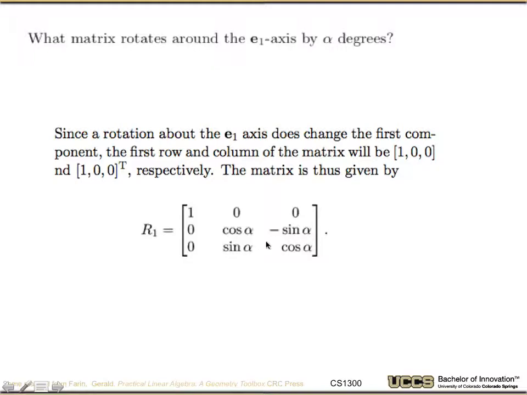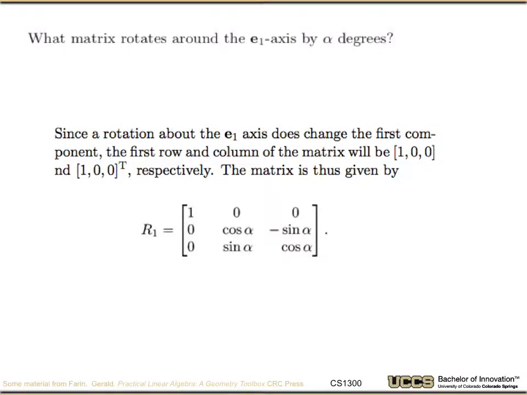If we were looking for any other dimensions, say we wanted to rotate about E3, we'd put 0, 0, 1, 0, 0, 1 in the last column and last row, and then put the cosines over on the upper left-hand side. So basic axial rotations are relatively straightforward.